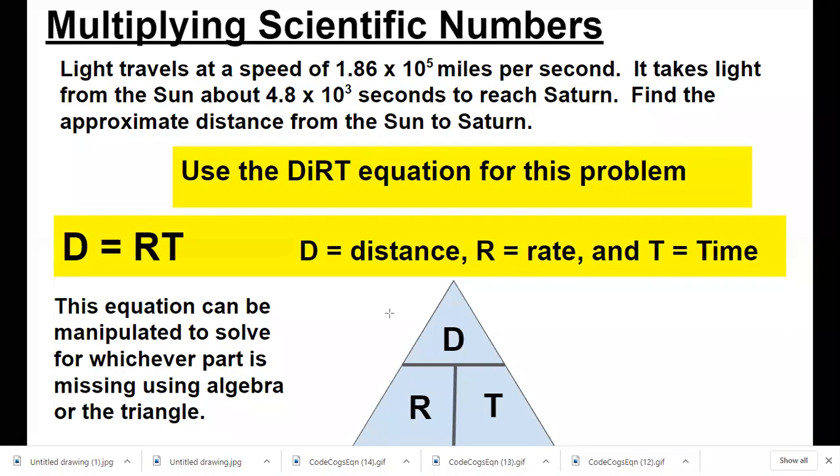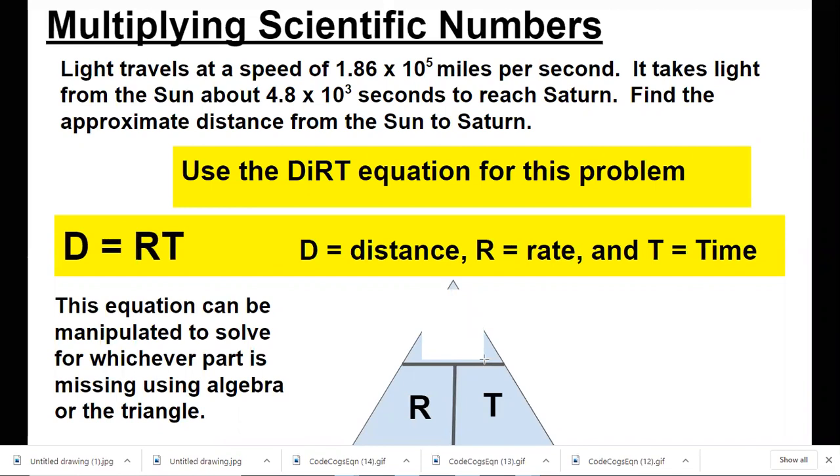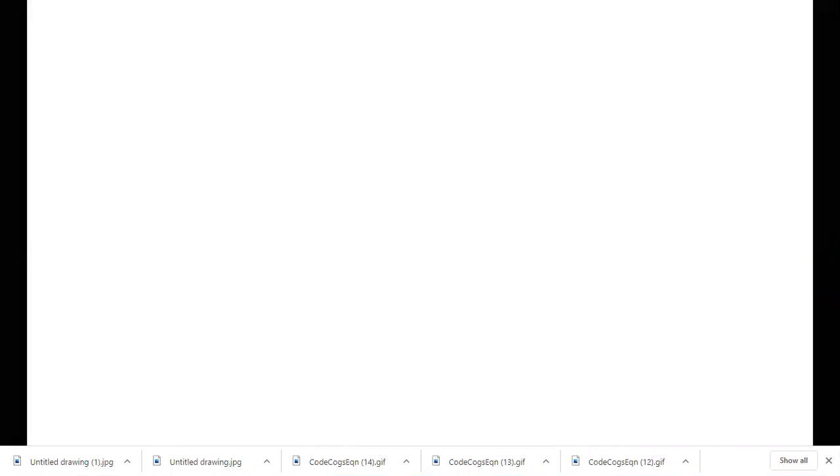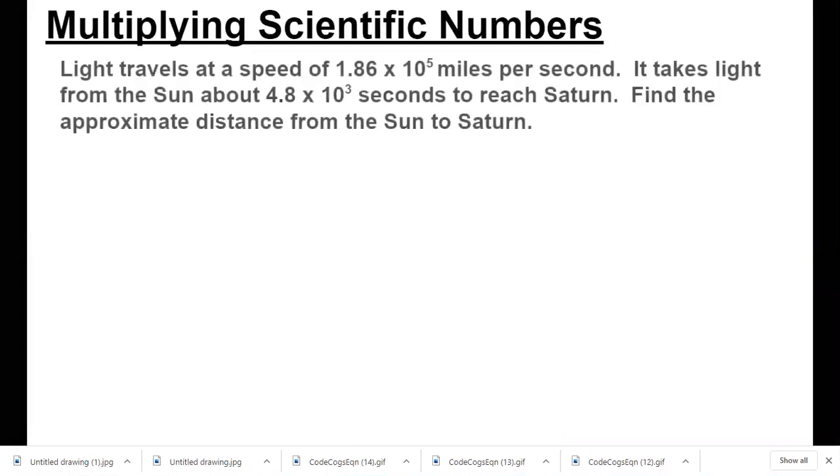If we were to cover up what we're missing, D, that's what we're looking for. The formula at the bottom is R times T. So that's how we use our triangle. Covered up D, we found that this formula was R times T. Okay, continuing on.